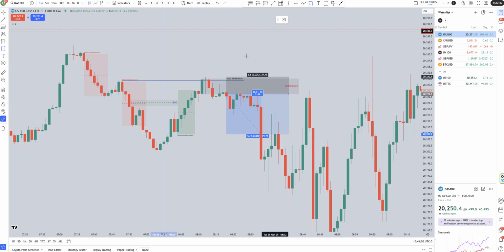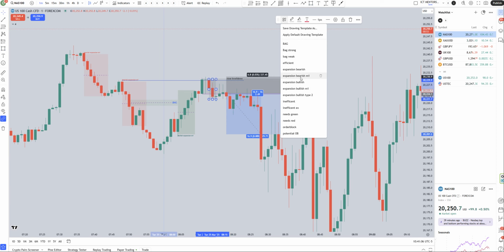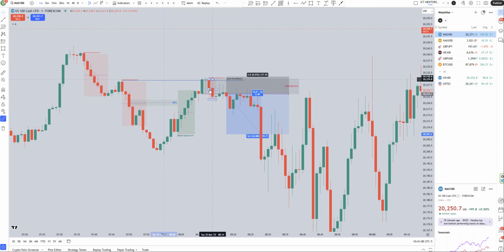Why? I was also tracking this type 2 here. I was also tracking this. So I saw this, it's a type 1. And I was like, okay, this is its OB.